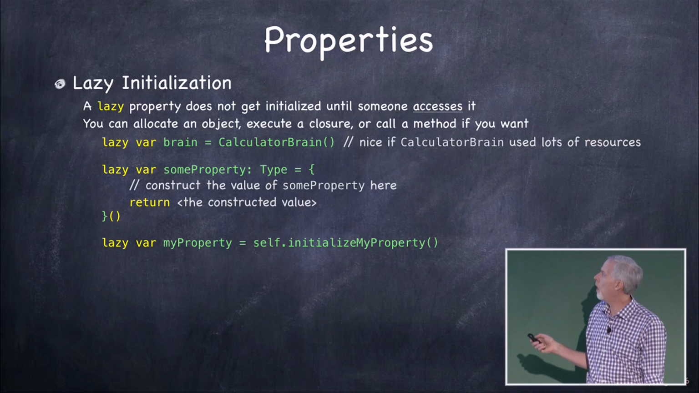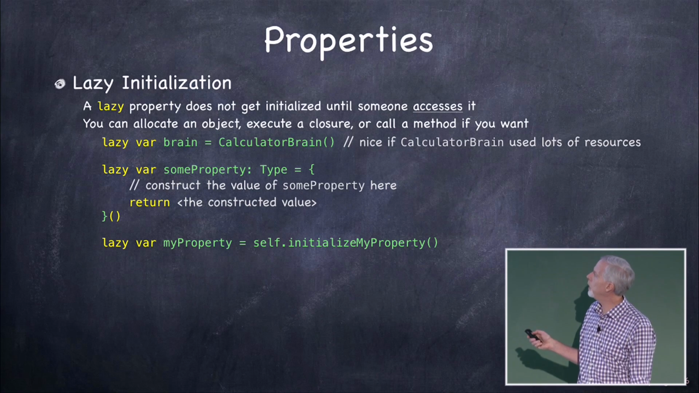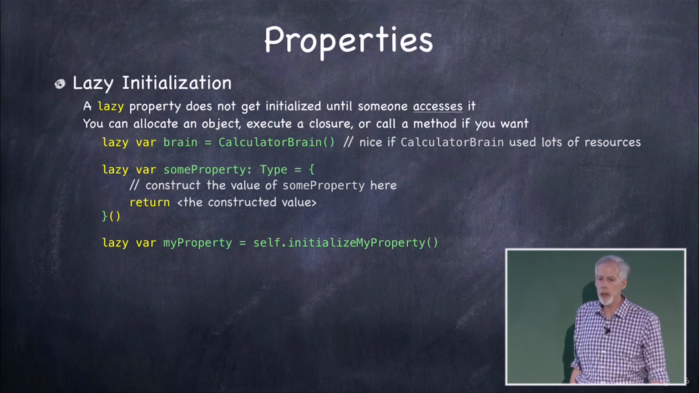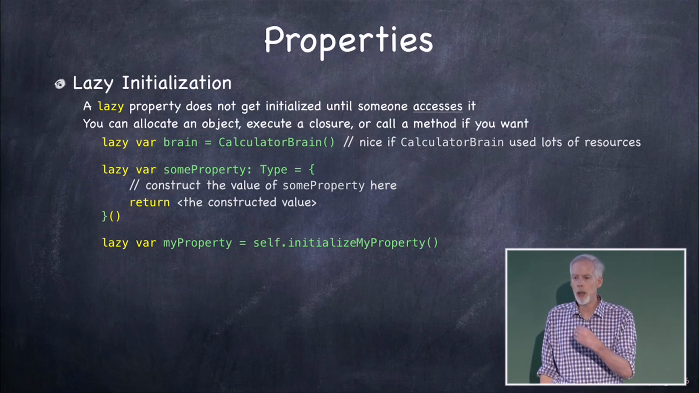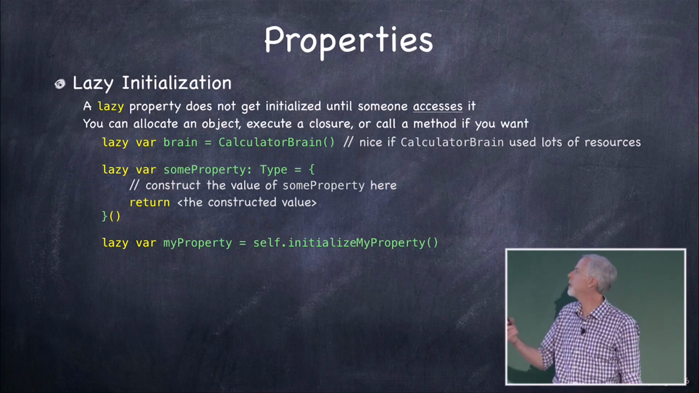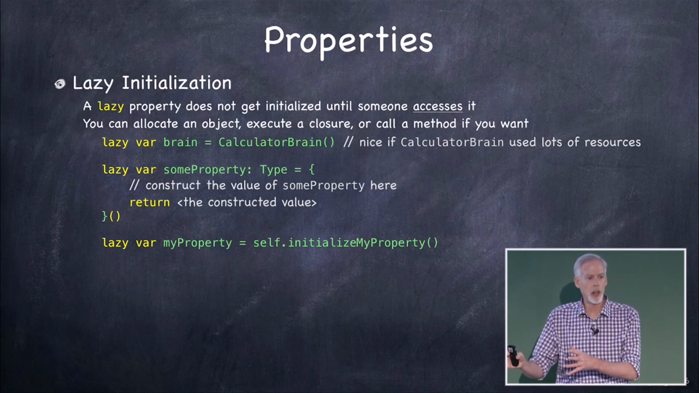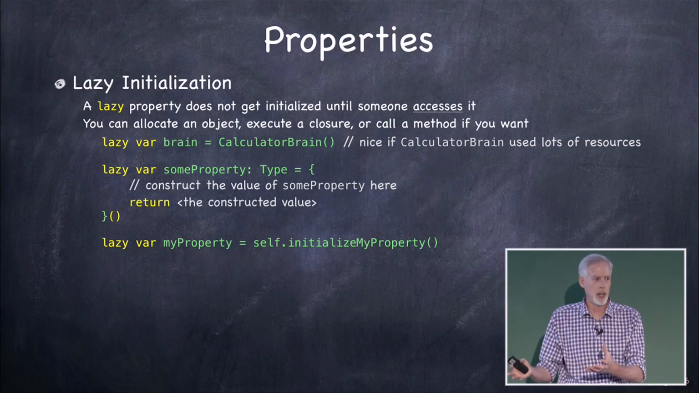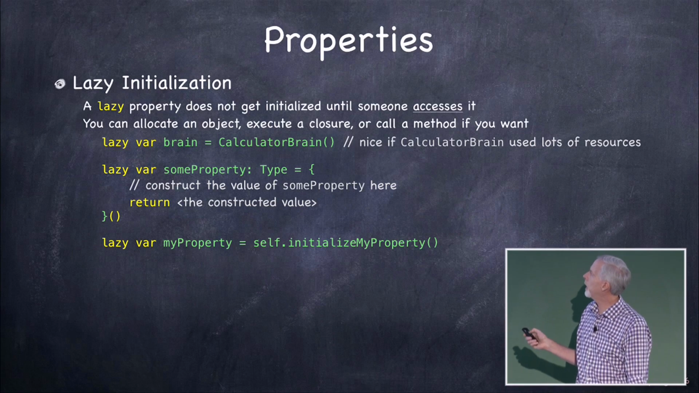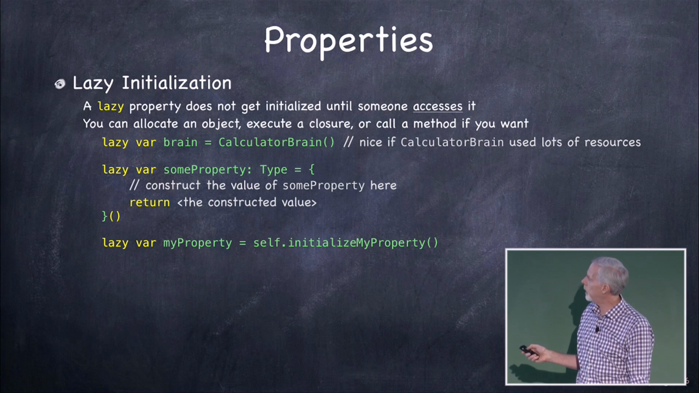You can declare vars to be lazily instantiated, which means that their value, this equals calculator brain, will not actually happen. That assignment will not happen until someone asks for the brain. If someone tries to send a message to this brain or get a property of this brain, then it's going to get initialized. So in other words, it's lazily instantiated. And you can do it like that: just lazy var brain, calculator brain. You can do it down here, okay?